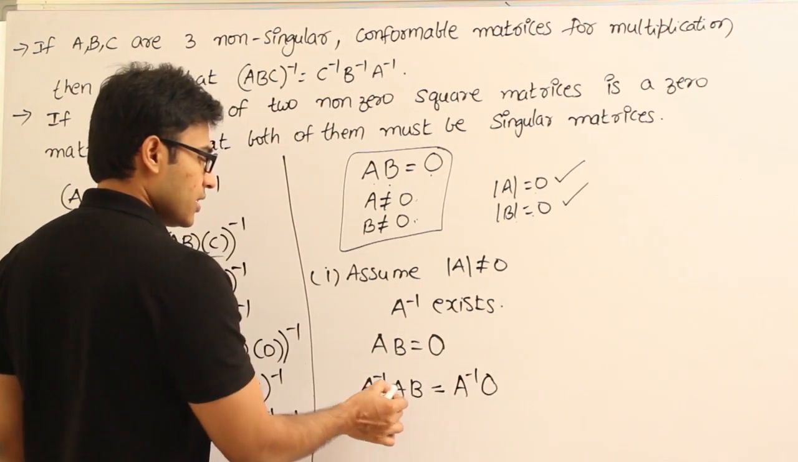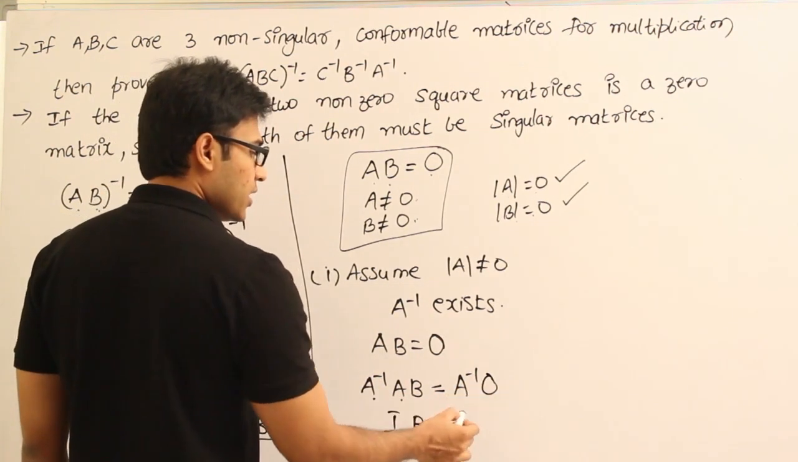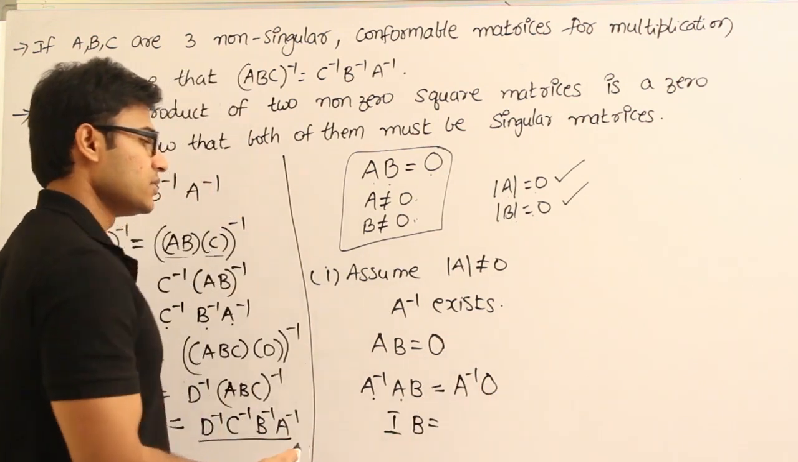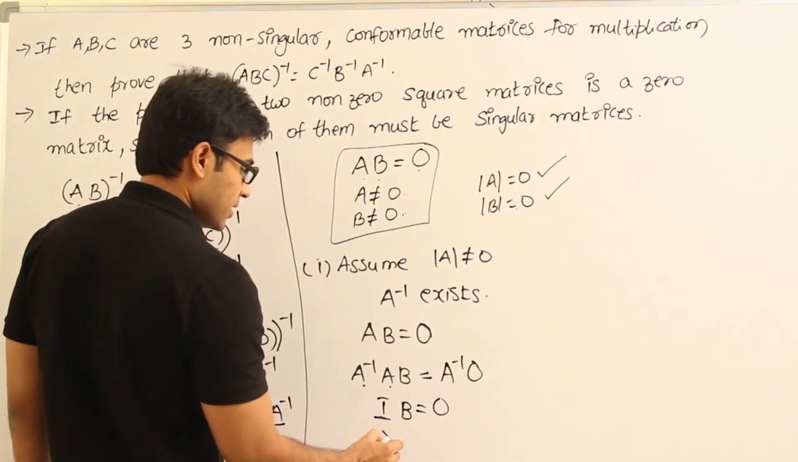Then what do we get? A into A inverse is I. Then I into B equal to A into A inverse into 0. Anything that you multiply with the 0 matrix is going to become 0. So it is 0. So what does that imply?